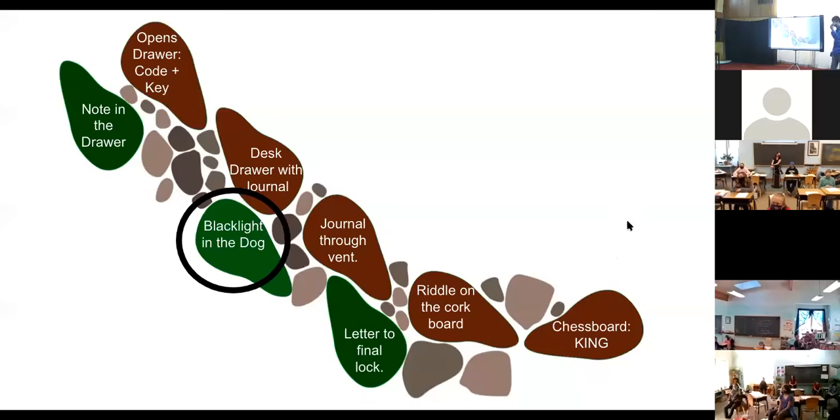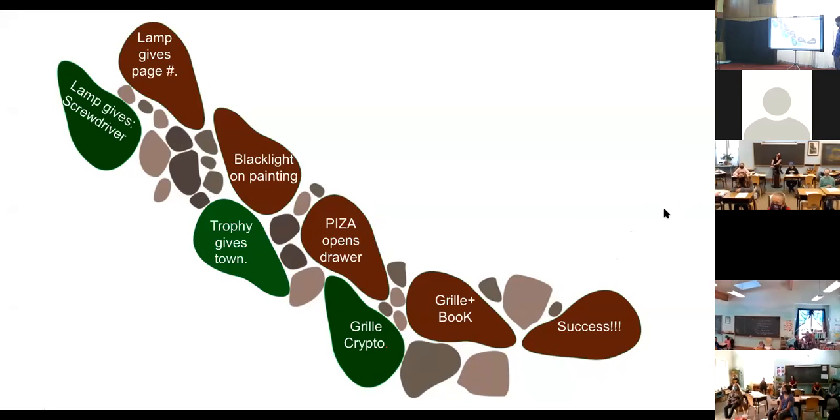Well, the other puzzles are these ones. There's a lamp that gives you a screwdriver, and there's other stuff like you have to use the blacklight on a painting at one point. And the last puzzle, you have to find a special piece of paper with holes in it, and you also have to find a specific book. And when you put the paper in the book, it'll read out a message to you. Cool.